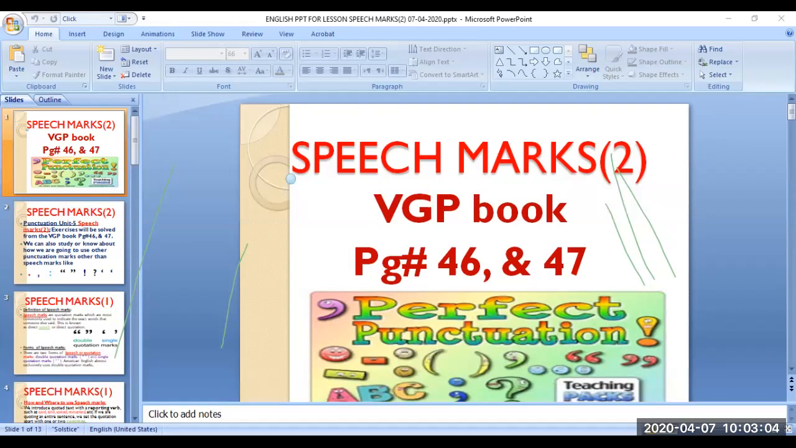Yesterday our topic was speech marks 1, right? Today our topic is speech marks 2. Can you see the slide, everyone? Yes, hope so. Okay.